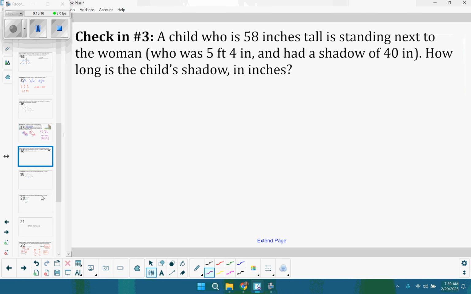So you're going to try check-in 3, same woman as before, but now there's a child, and we want to know the length of the child's shadow. Answers are posted on Google Classroom.